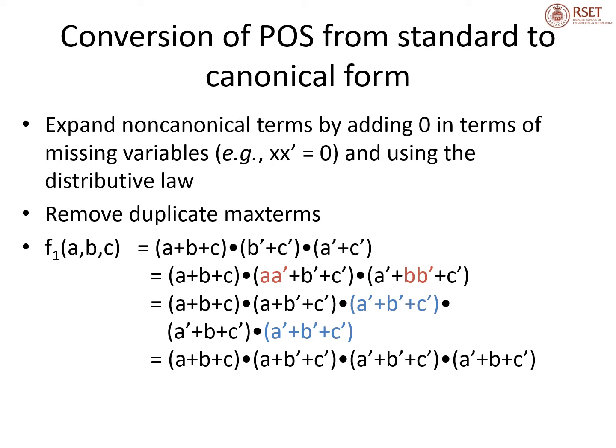You could see that then you go with the distributive law. You could see that we have the expanded form like this, and the blue one is repeating, or is the duplication of the max term, so take only one. So that results in the final canonical form of the product of sums.